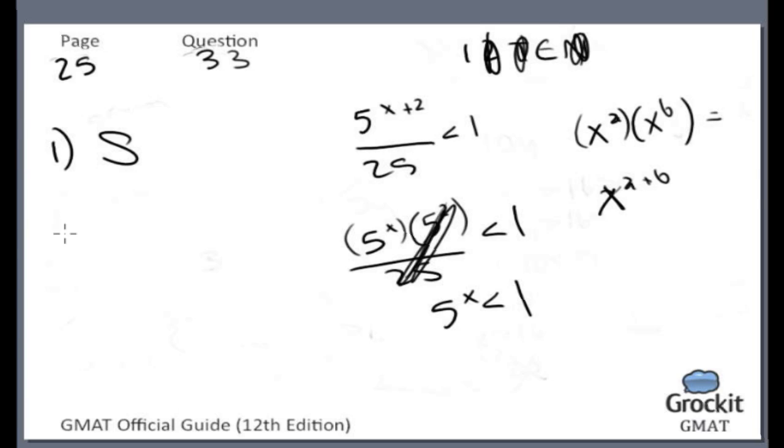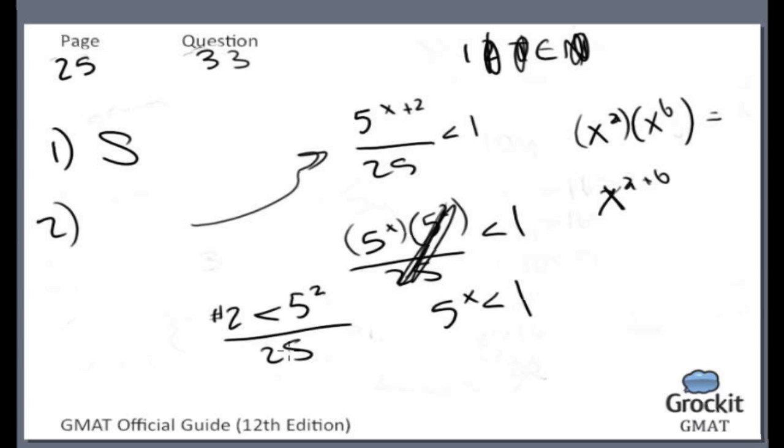Let's take a look at statement 2. Statement 2 tells us that x is less than 0. So in this particular case, we can go back to our original. If x is less than 0, we also know that x plus 2 is going to be less than 0 plus 2. So it's going to be something less than 5 squared in the numerator. Let's just call it number 2. Number 2 is going to be something less than 5 squared over 25. So whatever is in the numerator, it's going to be less than 5 squared. It's going to be less than 25. It's going to be less than 25 over 25. Therefore, the fraction itself will be less than 1.